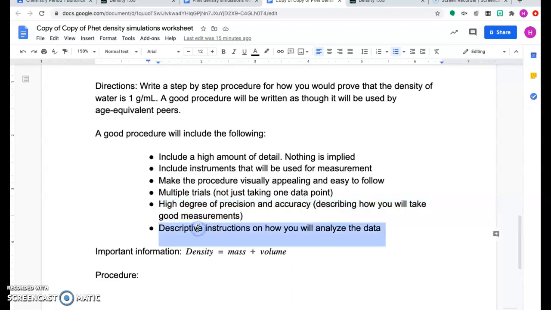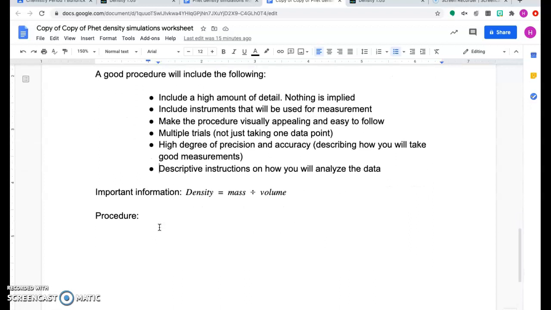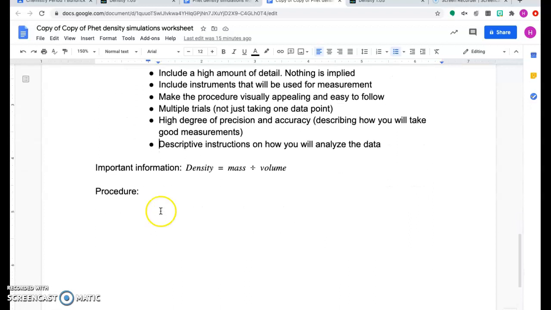Then you also want to include descriptive instructions on how you're going to analyze the data. So once you take all your measurements, how are you going to know if it supports your purpose or not? That's what I mean by that. So a couple things that you want to think about when you're writing this procedure, I'm going to put them in bullet points, and this will help you in writing your procedure.